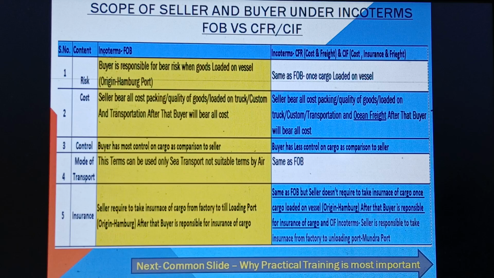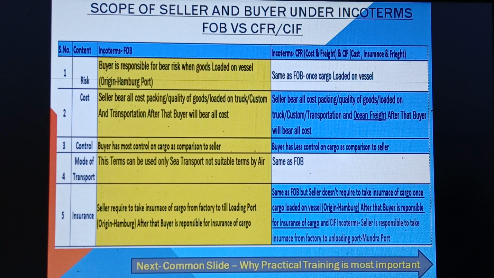Fourth is mode of transport. These terms can be used only for sea transport, not suitable for air. If someone asks whether FOB, CFR and C&F can be used by air, you can simply say these terms are not suitable for air. This is only for sea transport, and the rules are set by the ICC, International Chamber of Commerce. That is the main thing. The mode of transport is the same for FOB, CFR and C&F: only sea transport.